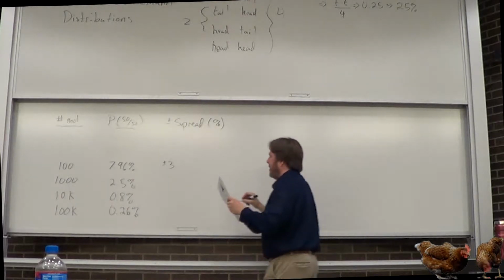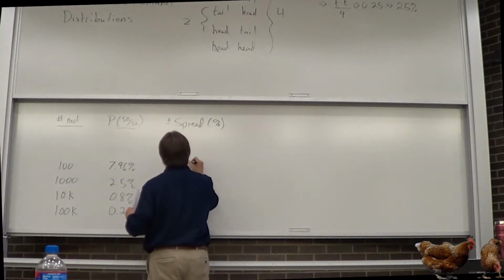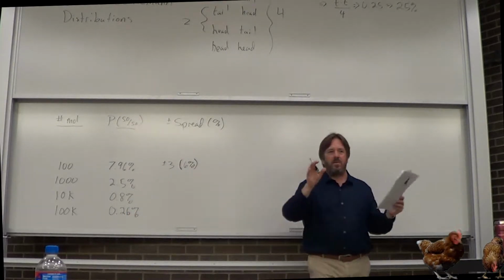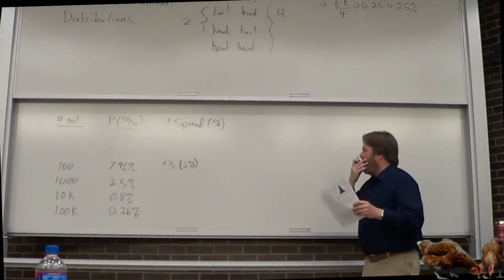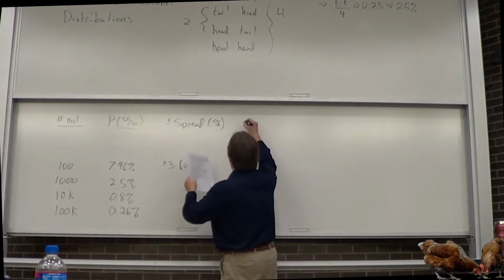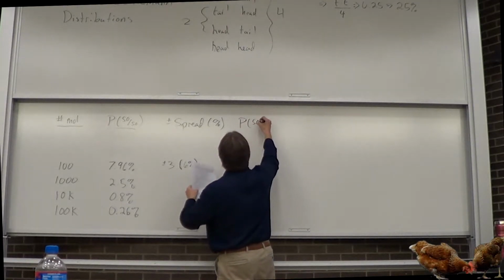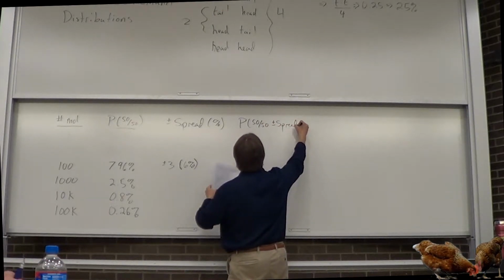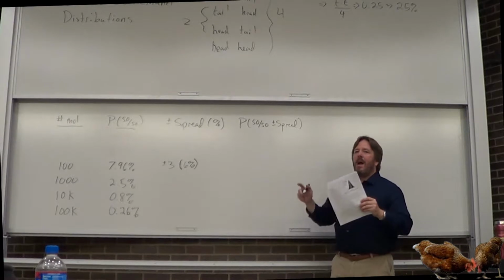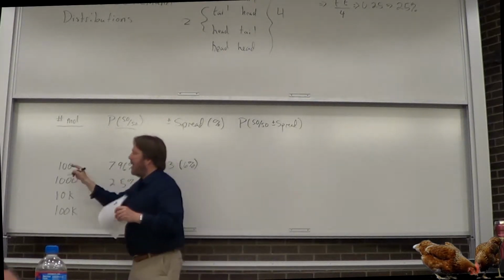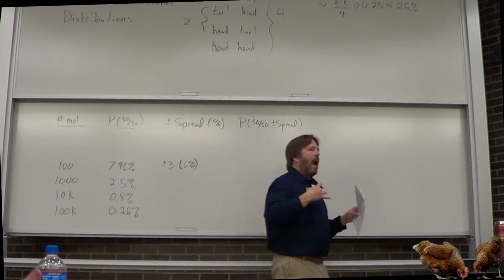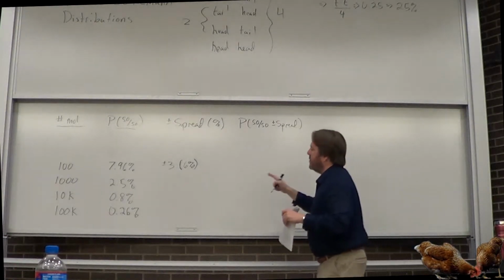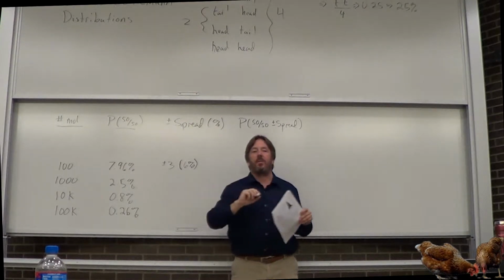Here, 3 over 50, by the way, is 6%. So that's in the percent sense. Now remember, 3 over 50 is 6%. You know that. This is the probability of a 50-50 split plus or minus the spread. Now what this means is I'm observing 100 molecules. How often, and I'll do the experiment a zillion times, how often do I observe between 47 and 53 heads?